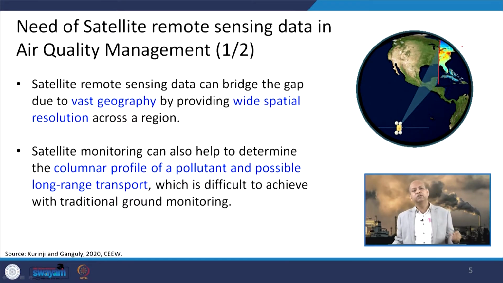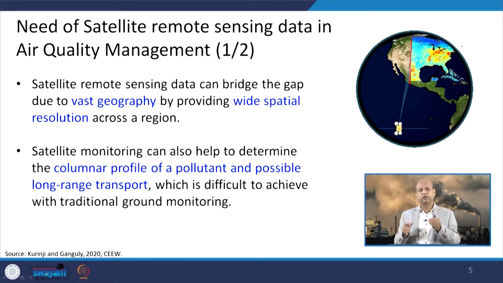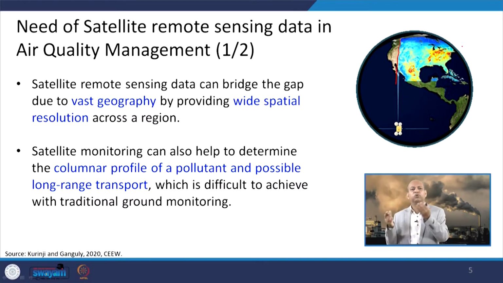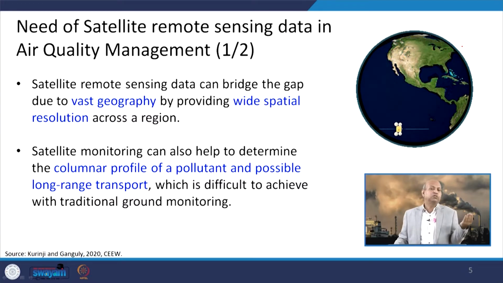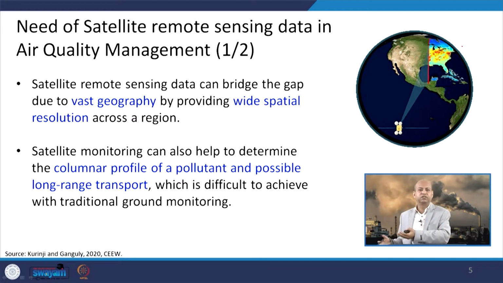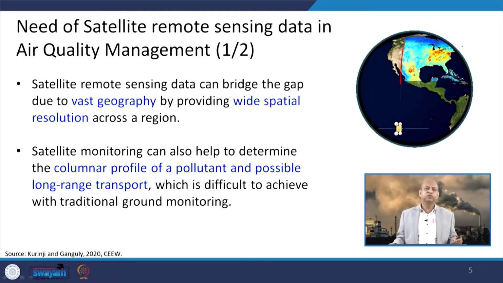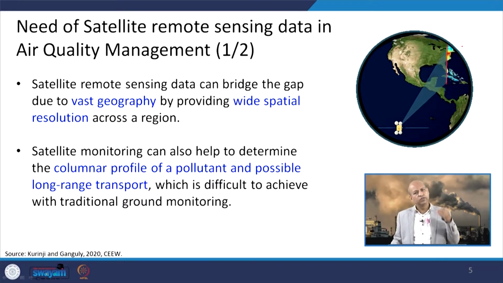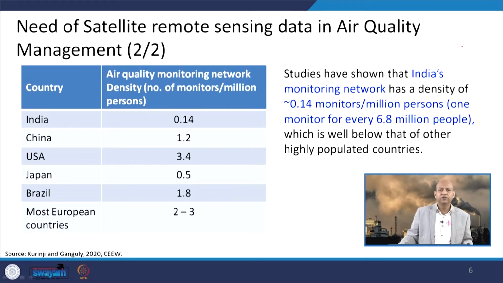Satellite monitoring can also help in determining the columnar profile of a pollutant, like the CO profile in a column, or ozone, and also possible long range transportation of plumes. When a forest fire is there, or from thermal power plants, plumes are going because of some atmospheric phenomena, they can go up and be transported in the downwind direction. This satellite observation can easily trace them, and it can give a good spatial distribution of those plumes and these air pollution concentrations.